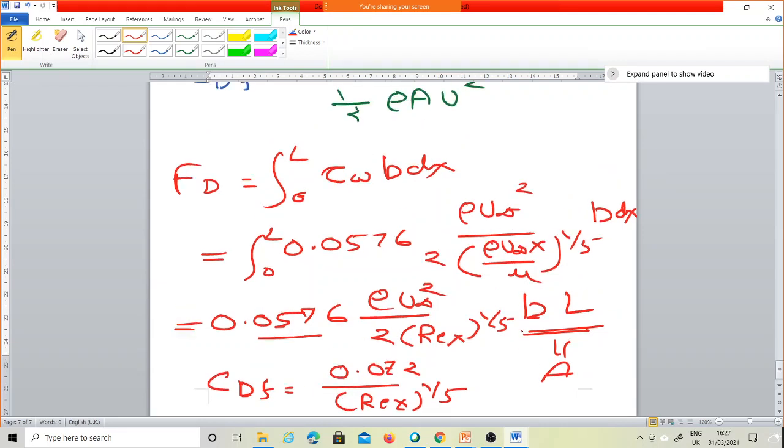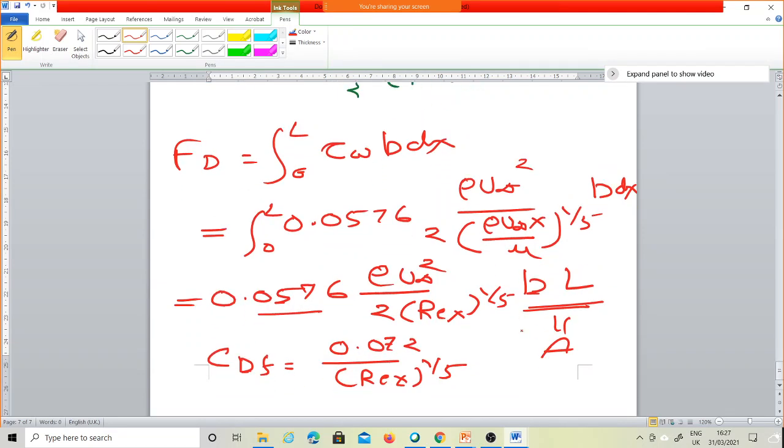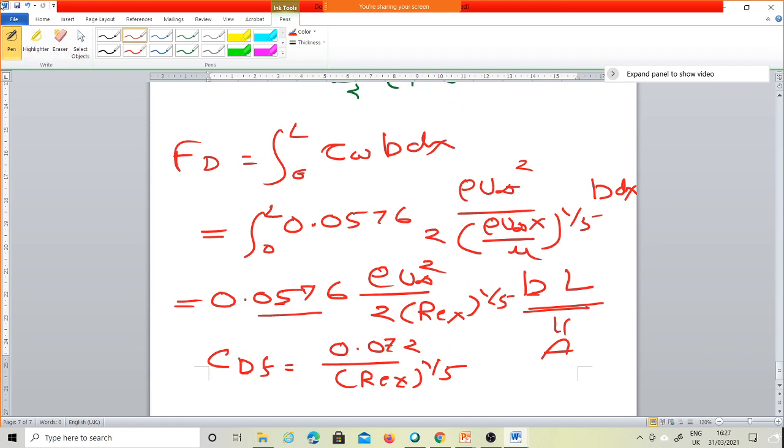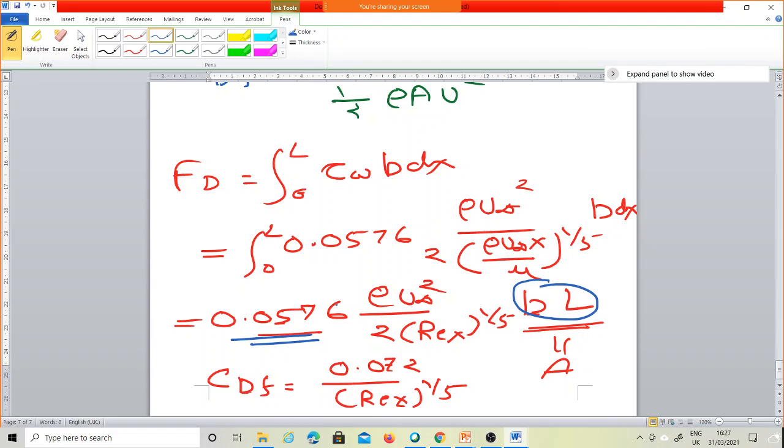Sometimes I'm not sure about the coefficients, but just do your calculation. Sometimes it's wrong, sometimes I'm not sure. I'm just referring to some other calculations, so please try to find it out. Just put the values and simplify it. Whatever value you get, that will be the result. Be confident, okay?